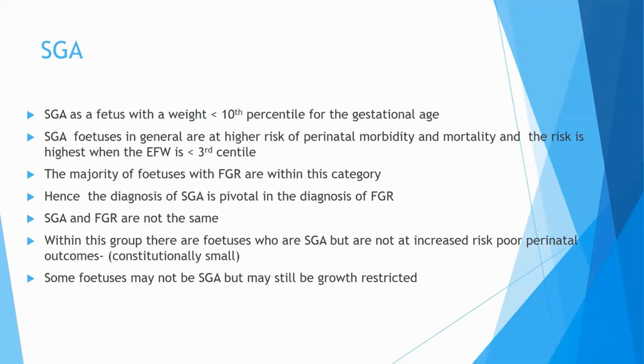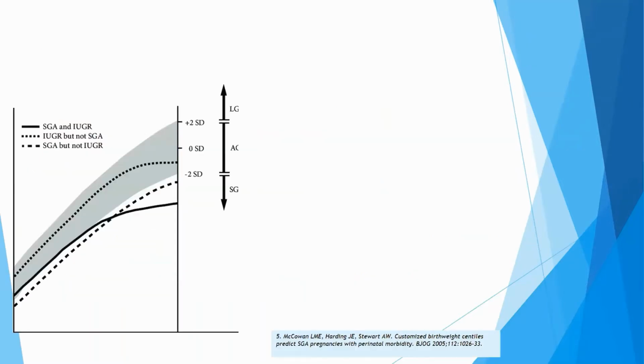And then within the group of the fetuses who are small for gestational age, there are also some who are actually normal. That is, they are not at increased risk of poor perinatal outcomes. These are constitutionally small, but we only make this diagnosis retrospectively, to say that this baby is actually constitutionally small after following up this baby. Having said that, also some fetuses may not be small for gestational age, but may still be growth restricted. What do I mean by this?